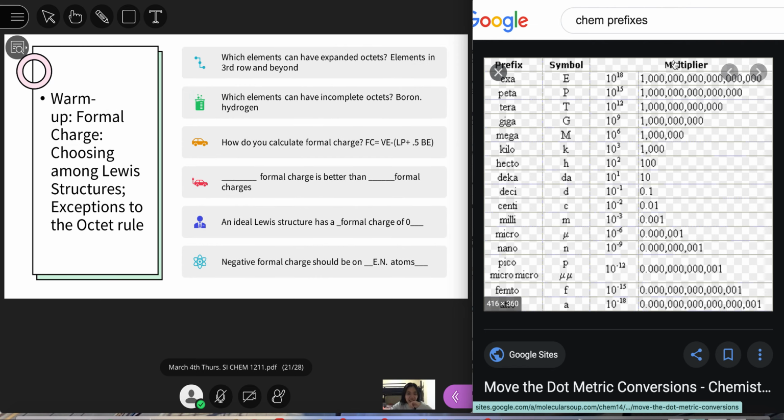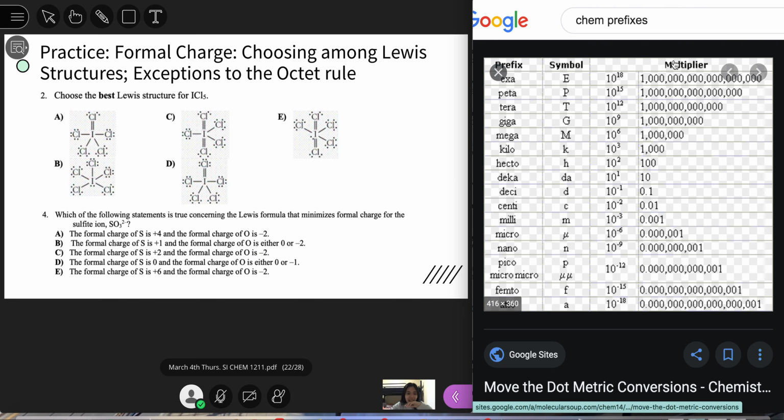Okay, so that's what we have. And these are the last two we have, and I have 4 multiple choice questions. So for this one, choose the best Lewis structure for ICl5.